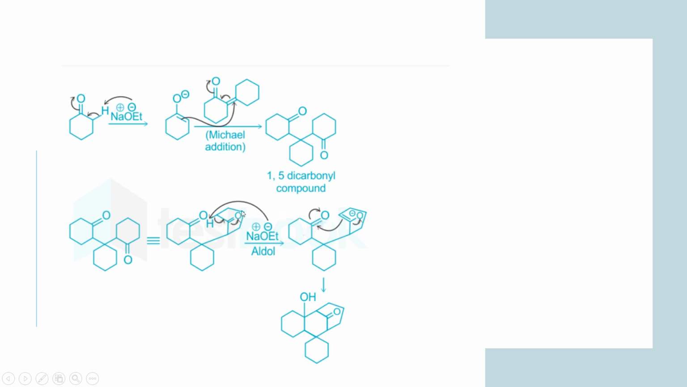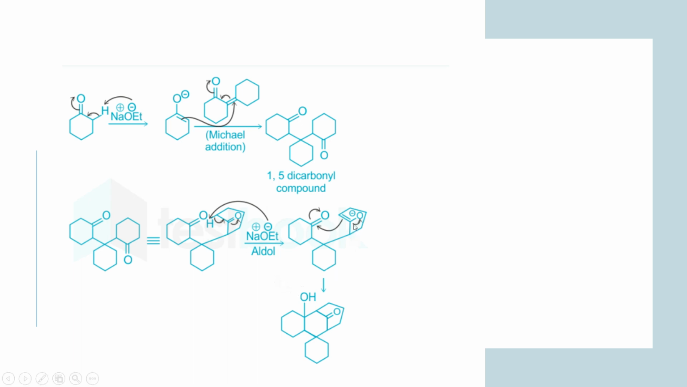You can also think of taking a proton from this side also, but that is also going to give you the same product. You can either take a proton from here and then attack the enolate at this carbonyl, or you can also take up the proton from here and attack at this carbonyl. Both ways you are going to get the same product.